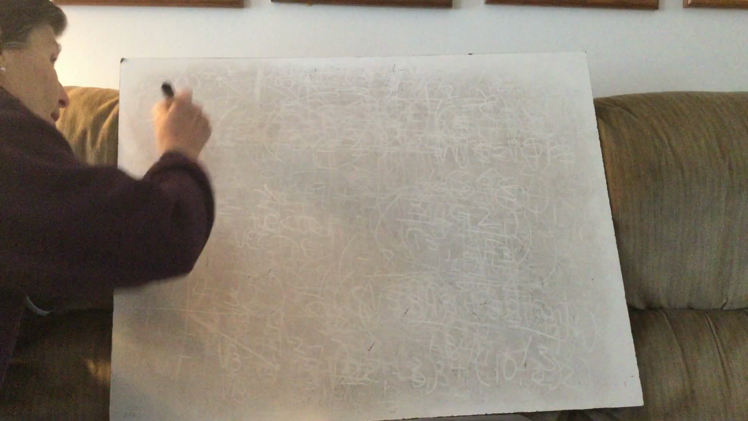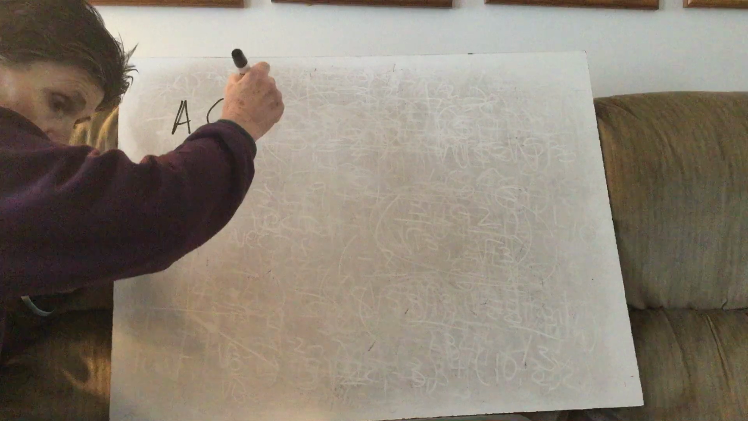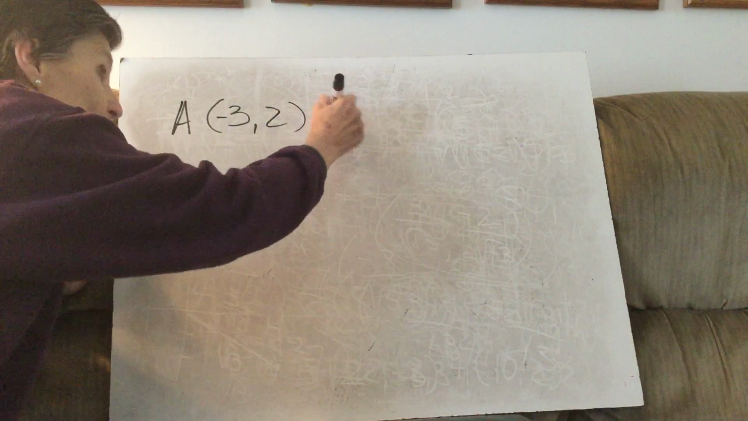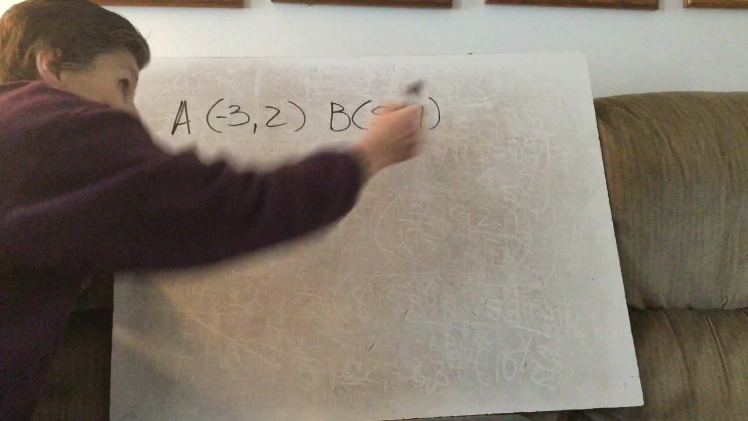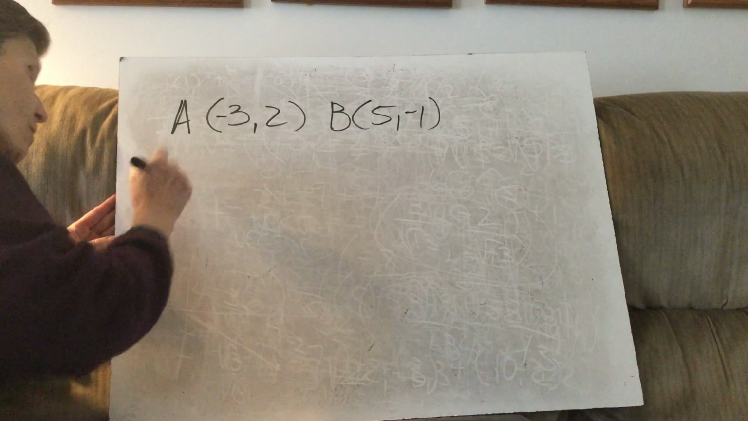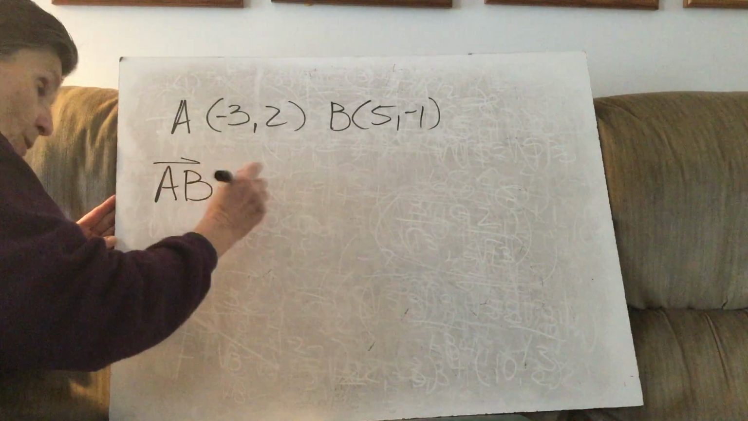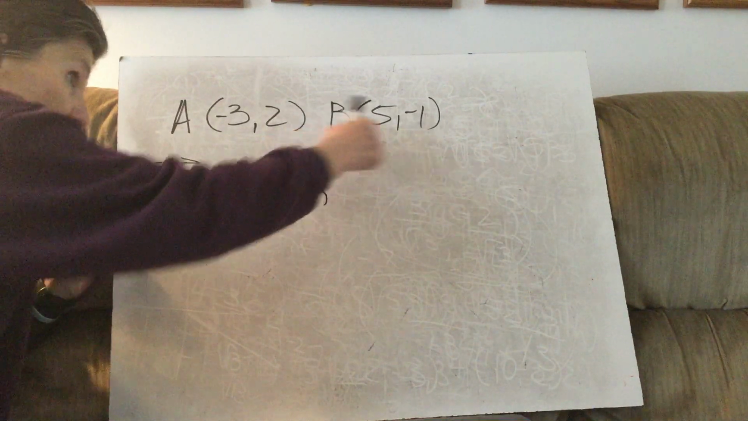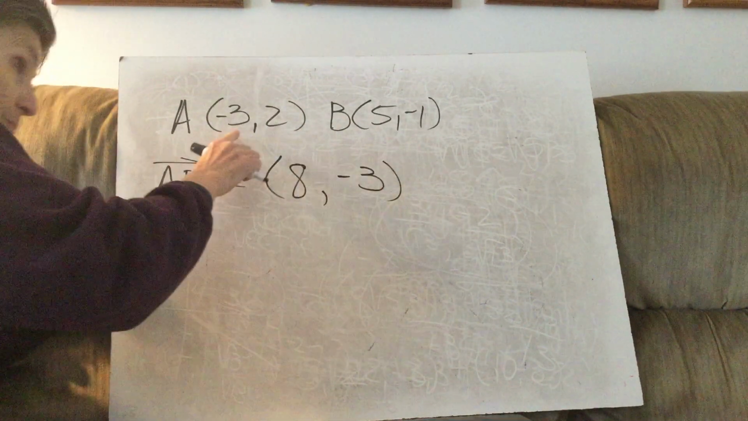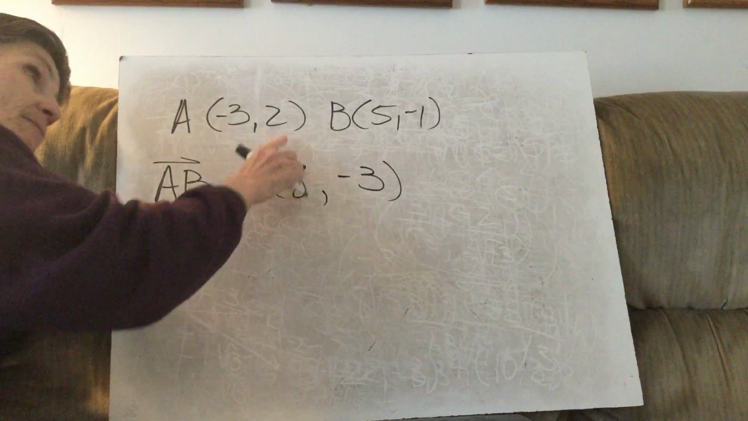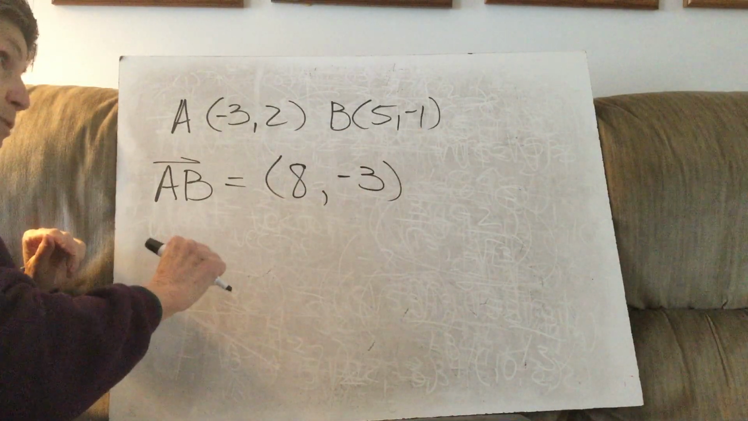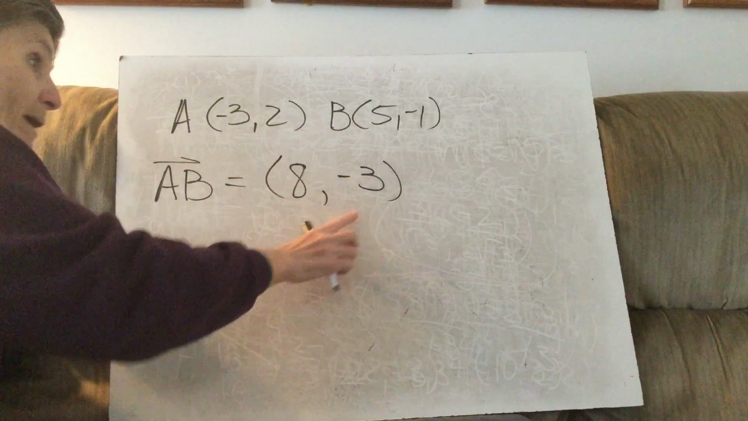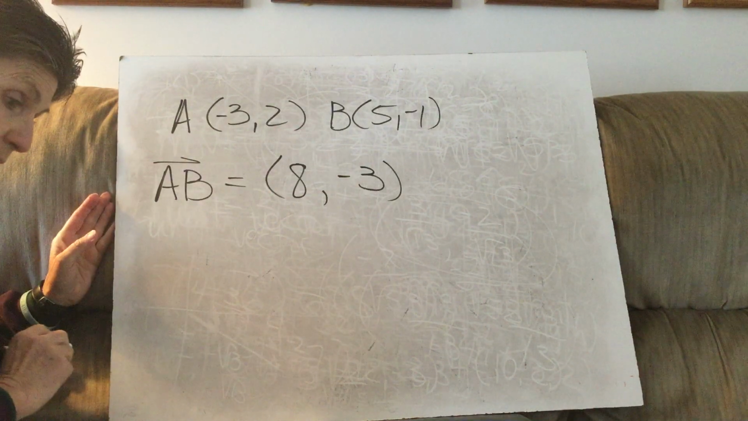Number 1, got a couple of points, and we're going to find the coordinates of the vector. Okay, so if you've done the practice work, this is so easy for you. The coordinates of vector AB are 8, -3. From -3 to 5 is 8. From 2 to -1 is -3. Or 5 minus -3, -1 minus 2. There are the coordinates of the vector.